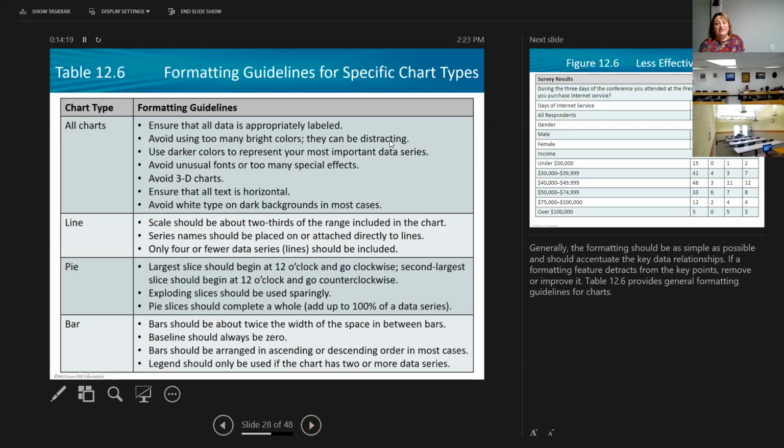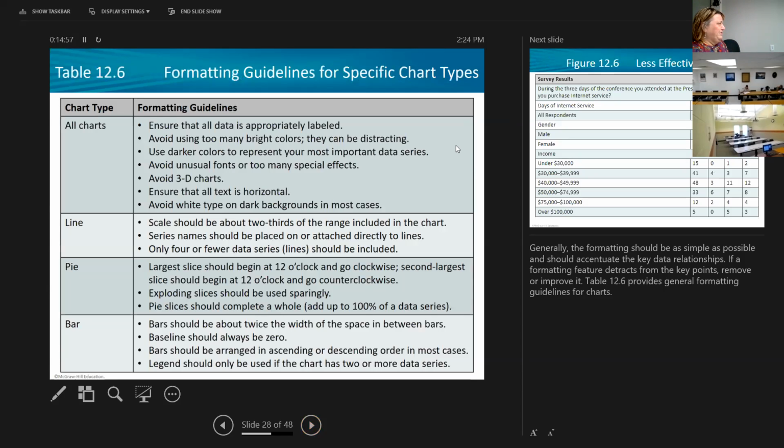Now, this little guide here you might want to refer to as you're doing your final project. If you are using any charts or graphs in your presentation, there are some guidelines for formatting those. Making sure all your data is appropriately labeled. Don't get carried away with all the colors. Darker colors should represent the most important items. Don't get carried away with your special effects.